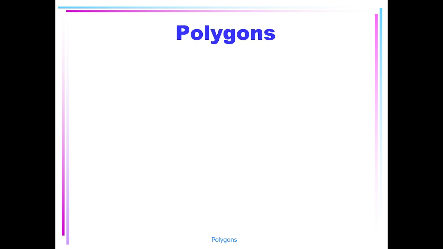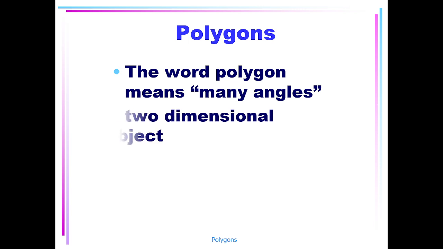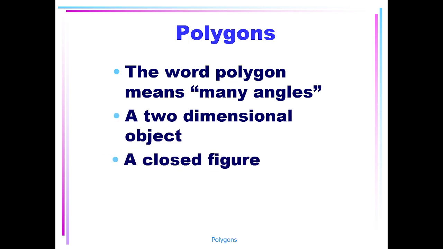Firstly, let us define what is a polygon. Polygon is a Greek word that is composed of two components, the words poly and gon. Poly means many and gon means angle. So polygon basically means many angles. It is a two-dimensional object or figure, meaning you only have two dimensions, namely the length and the width, and it's not a three-dimensional object wherein there is thickness or height.